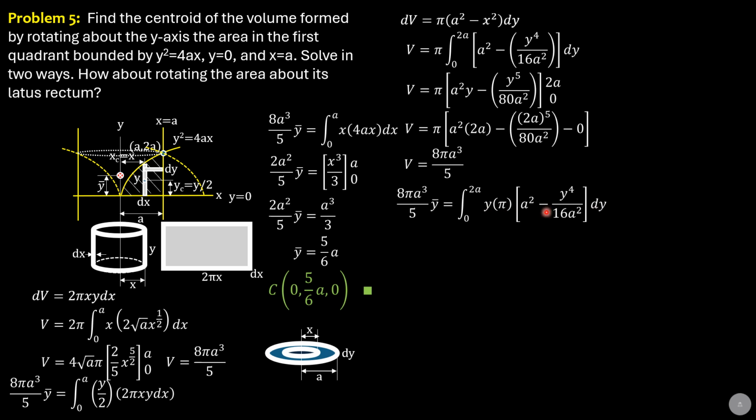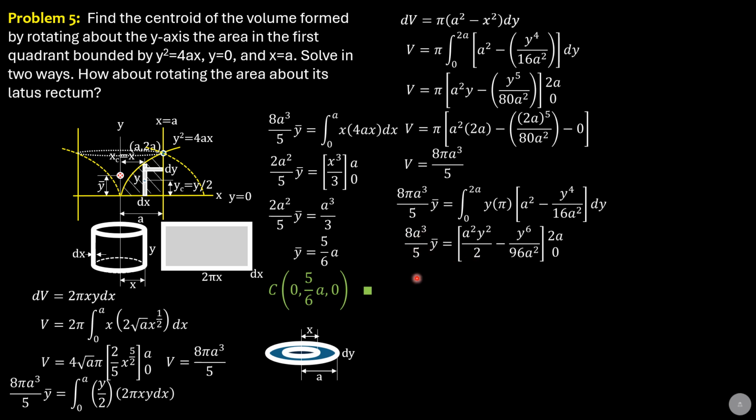Then we copy the differential volume. Differential volume is pi quantity a squared minus y to the fourth over 16a squared, so it is pi quantity a squared minus y to the fourth over 16a squared dy. Therefore, after we cancel out pi, we have 8a cubed over 3 y bar equals integral of a squared y, which is a squared y squared over 2. Then integral of y to the fifth over 16a squared is y to the 6 over 16 times 6, 96a squared. Then from 0 to 2a.